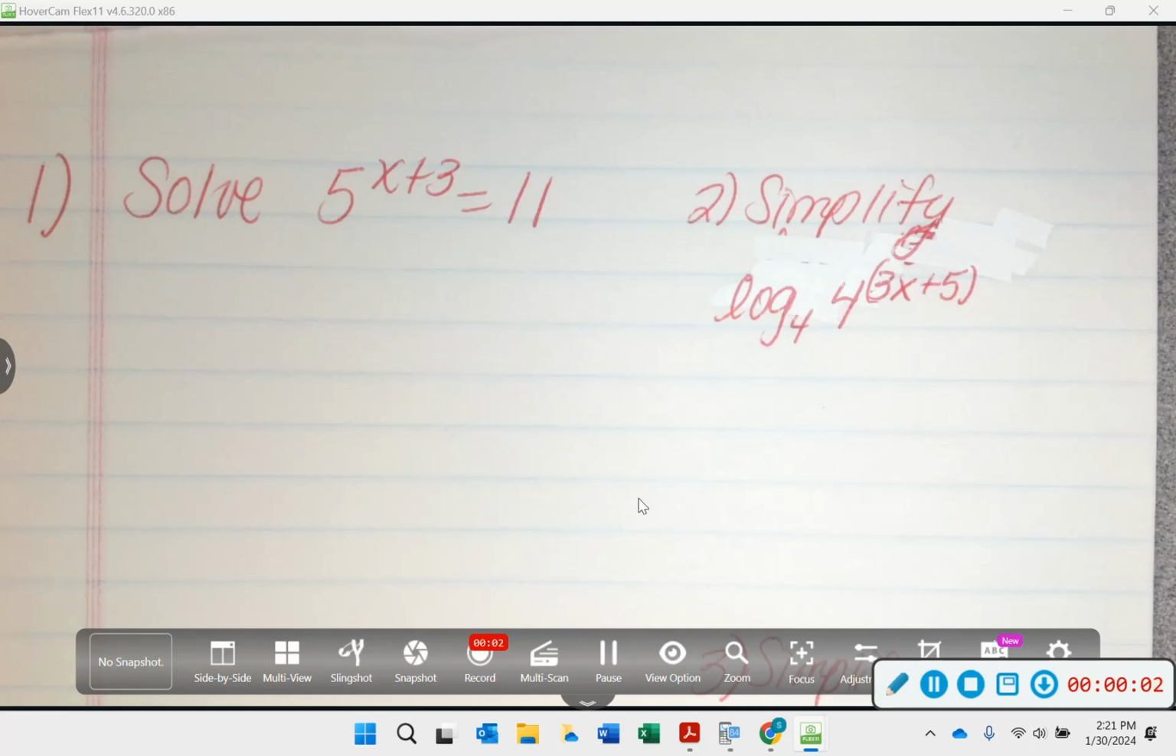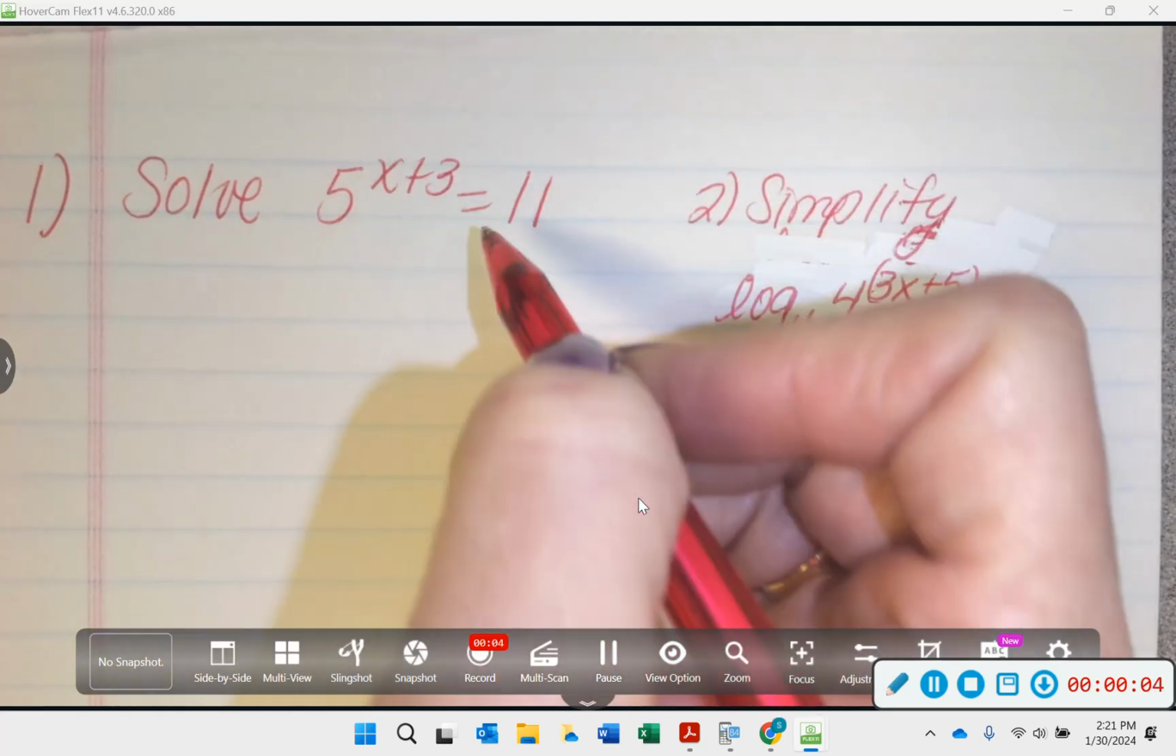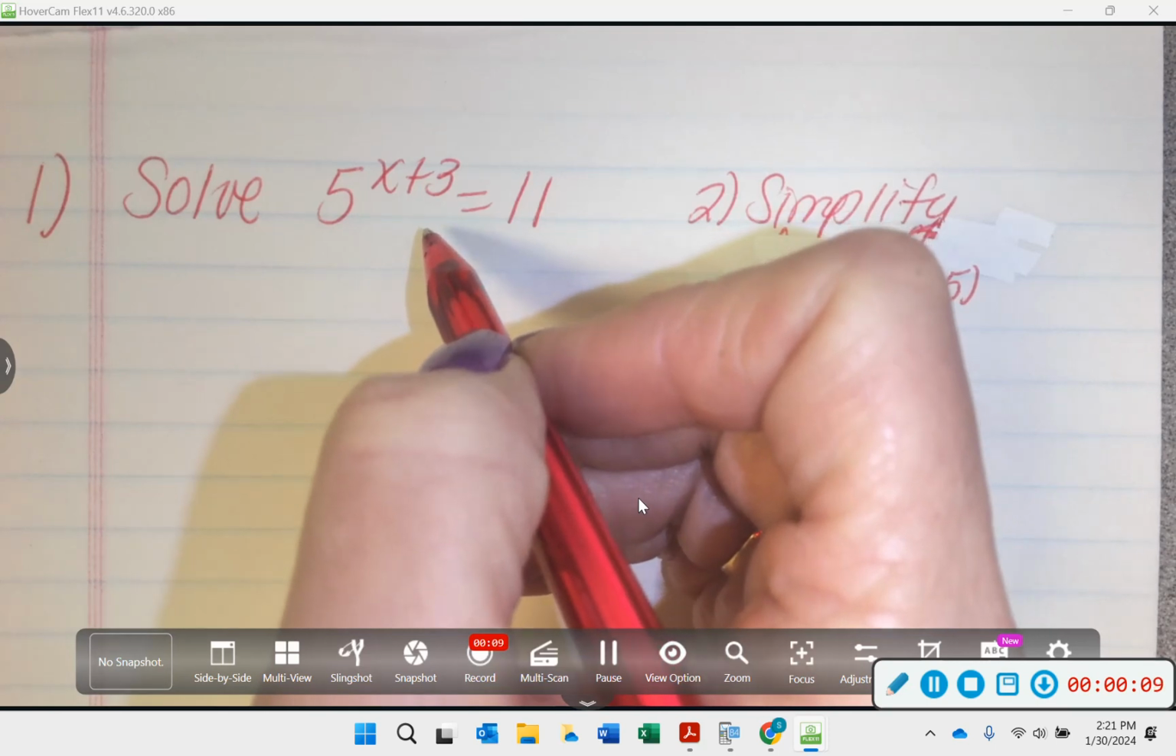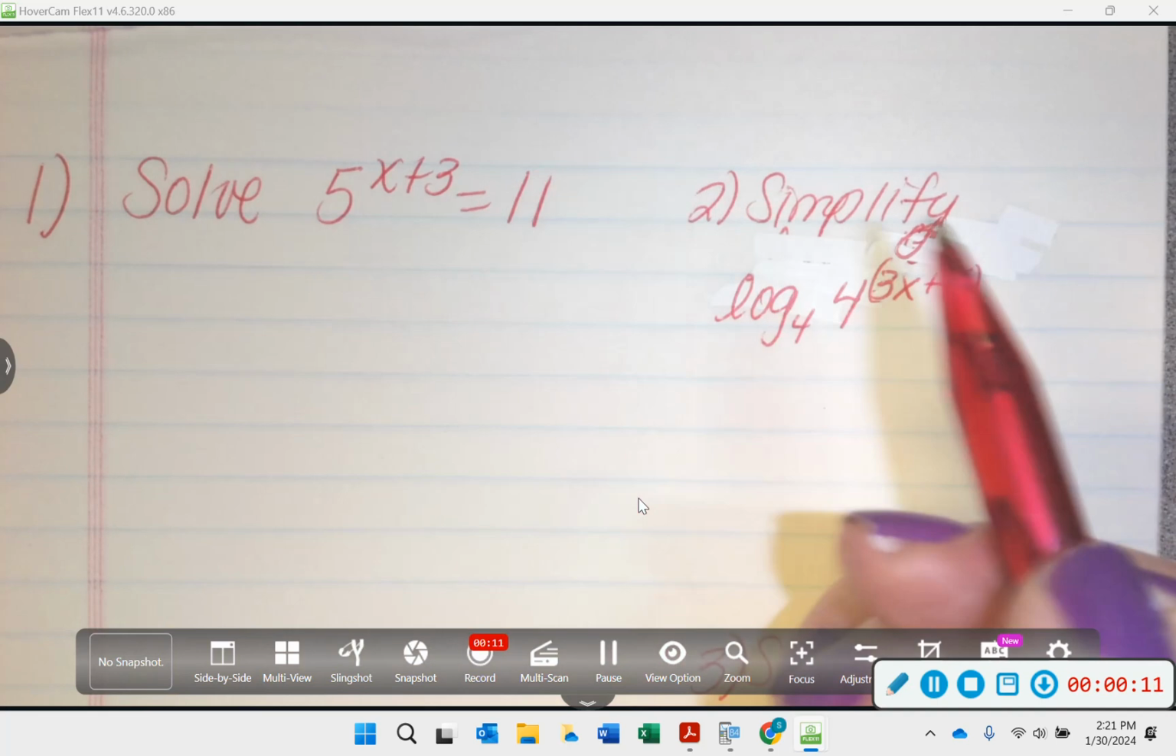Okay, guys, let's take a look at the warm-ups. We've got the first one here. How did you guys solve this one? What did you do? Put it in log form.